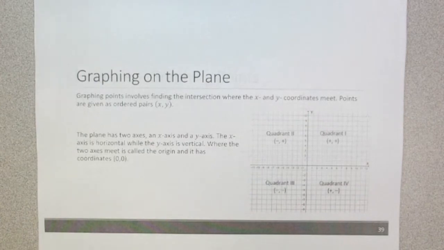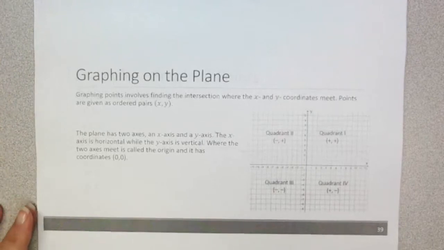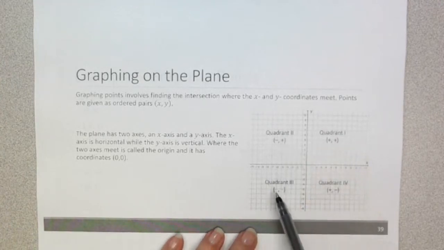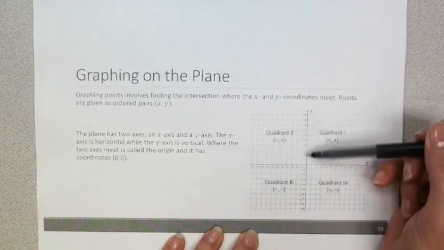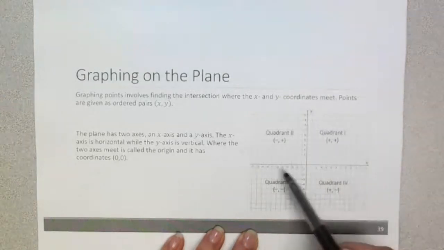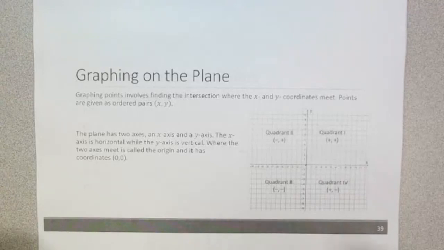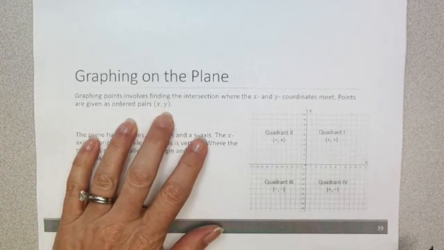When we graph points and equations, we graph them in the Cartesian coordinate system. The Cartesian coordinate system is simply a grid that is split up into four quadrants, 1, 2, 3, and 4, by an x-axis, horizontal, and a y-axis that's vertical. These two axes meet at the origin, and every point in the Cartesian coordinate system can be identified by an ordered pair. The ordered pair will have an x-coordinate and a y-coordinate.